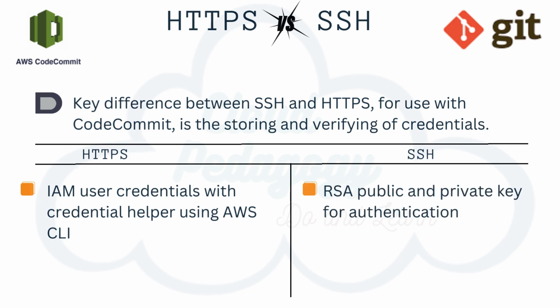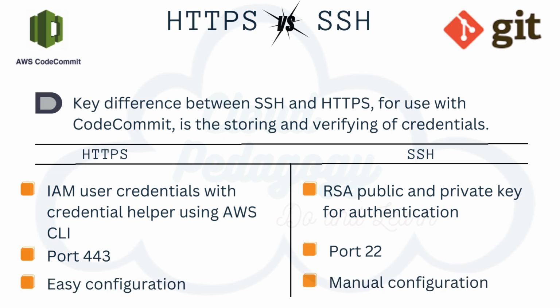Now with SSH, we create RSA public and private key files on our local machine. So it's just SSH authentication, and no surprise, HTTPS is on port 443 and SSH is on port 22. For SSH, we associate the public key with our IAM user and we store the private key on our local machine.